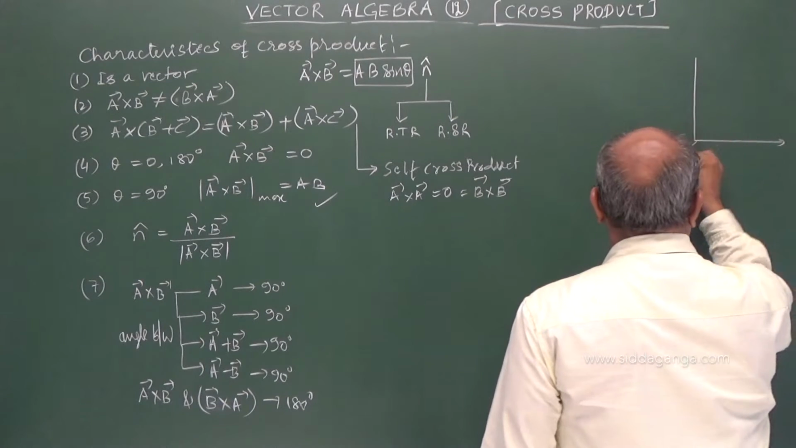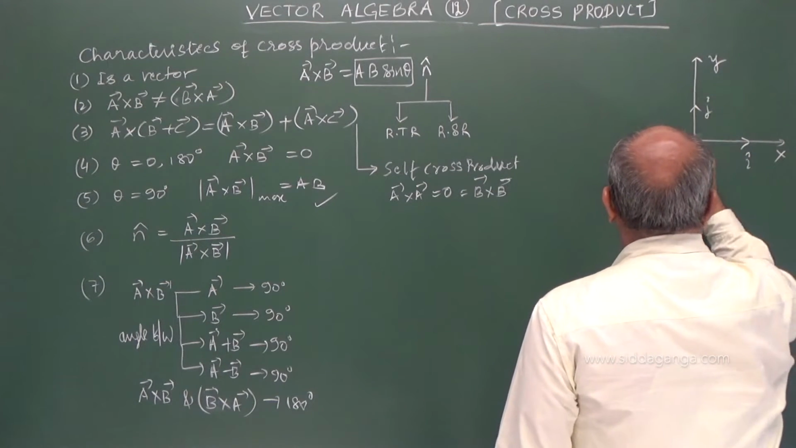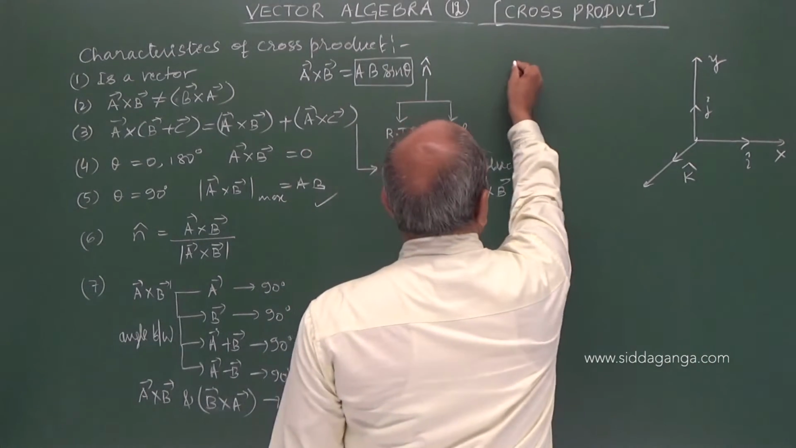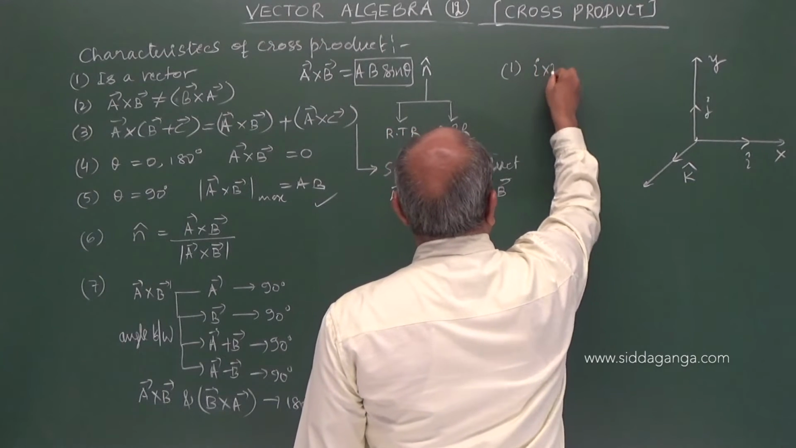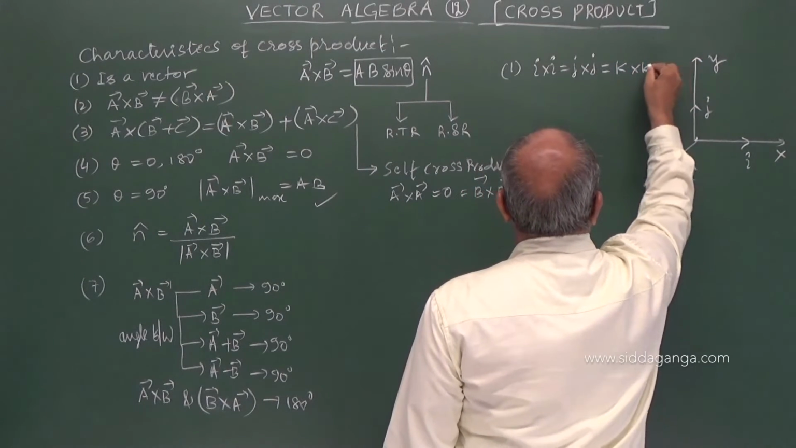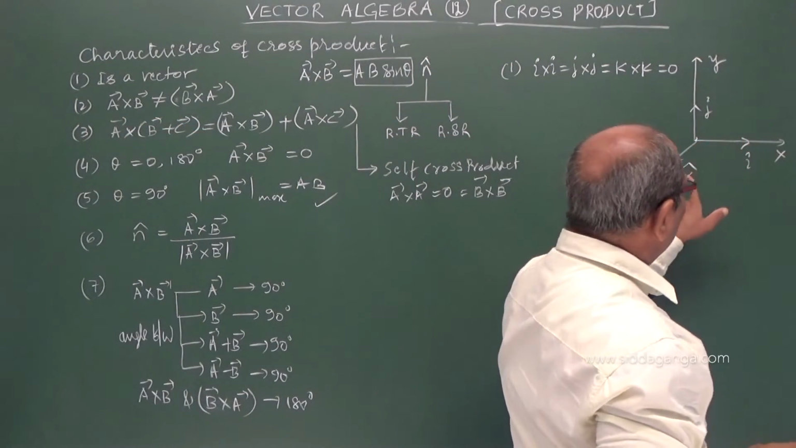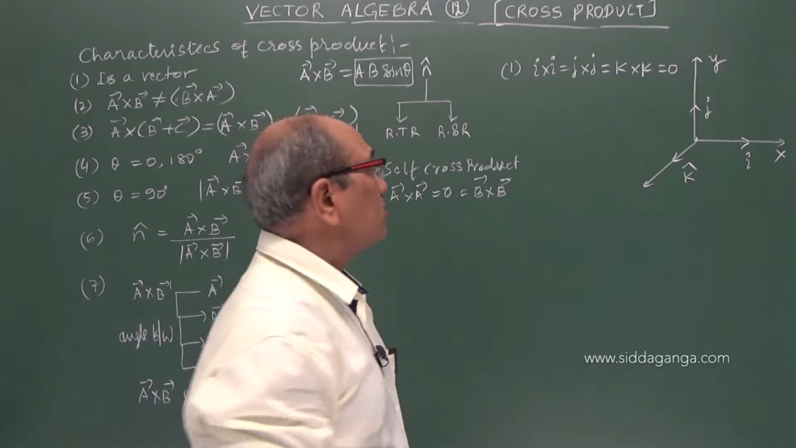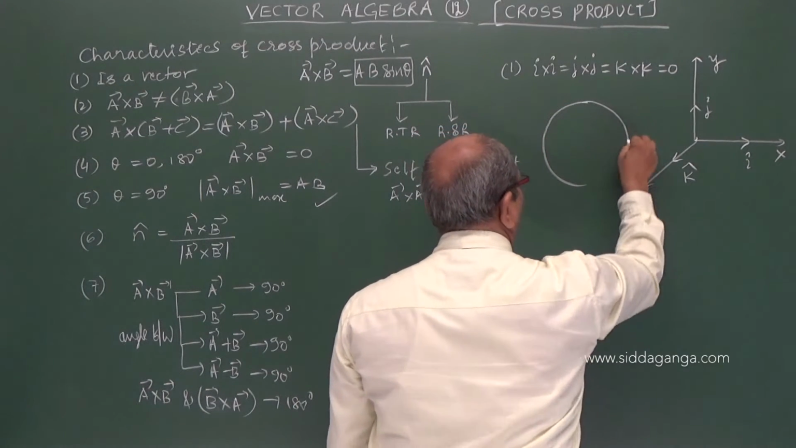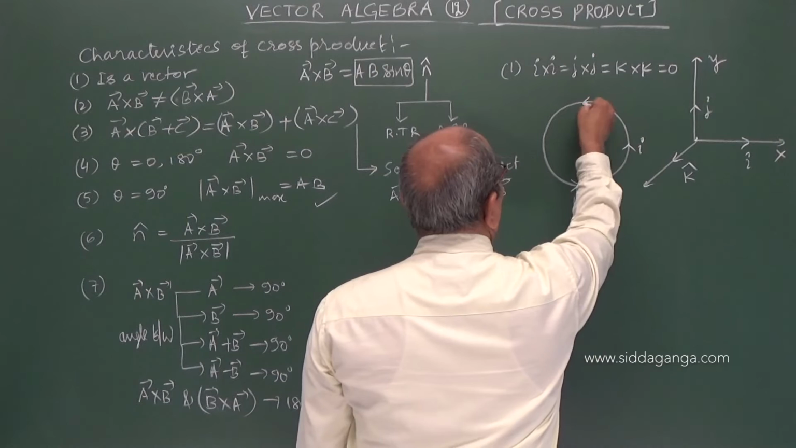orthogonal vectors i, j, k. Unit vector i along x, unit vector j along y, unit vector k along z. So for i to i, you come to know one thing: i cross i, j cross j, k cross k become 0, vanishes, because the angle between i and i is 0, j and j is 0, k and k is 0. That does not exist. Whereas coming to the second, I can show it better with a circle, you will follow it clockwise or anti-clockwise. This is the position of k, and this is i, and this may be j.